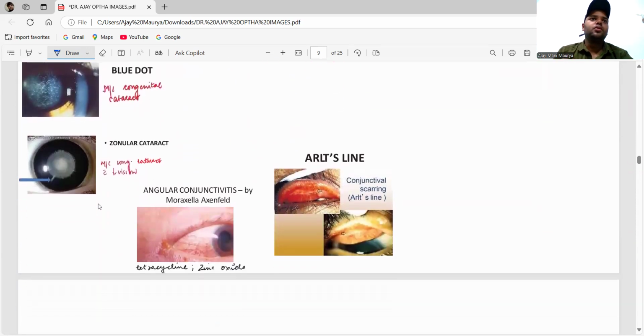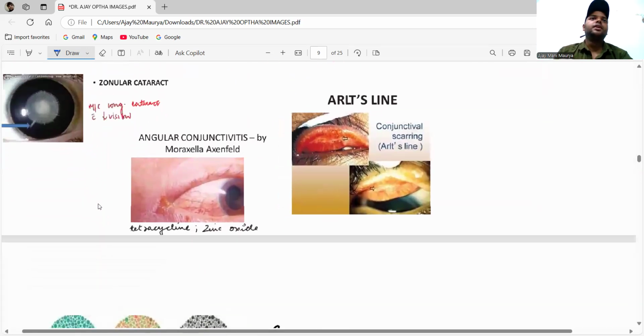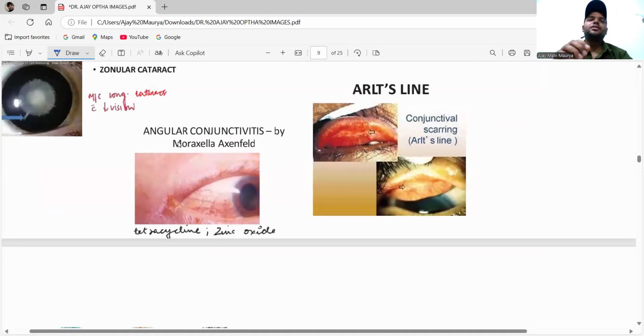Next one is this one. Angular conjunctivitis caused by Moraxella Axenfeld. Tetracycline, the zinc, is the drug of choice. This is the Arlt's line here. This is the conjunctival scarring.